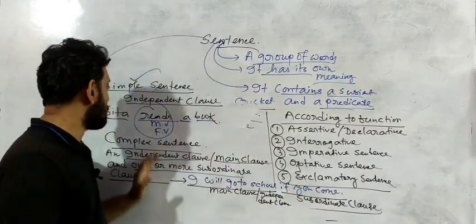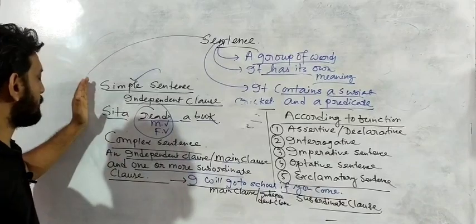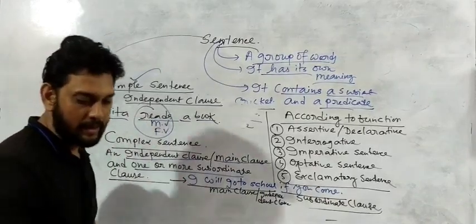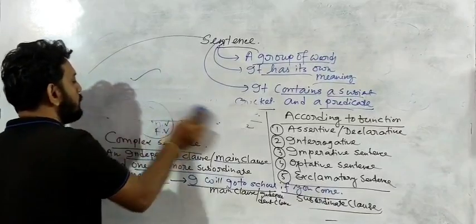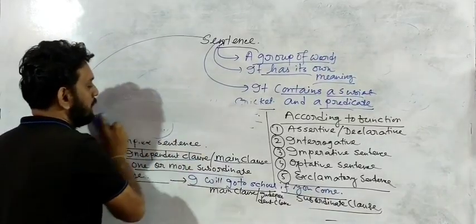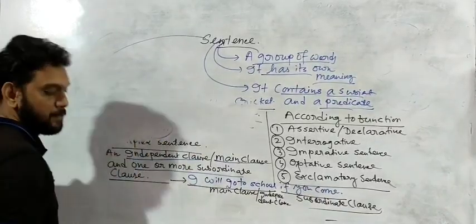Got my point? So we have already understood what a simple sentence is and what a complex sentence is. Let me tell you something very interesting, which is known as the compound sentence. What, my friend? Compound sentence. Please write it down.